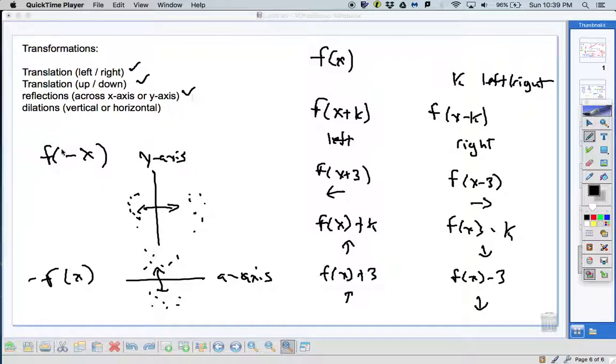Okay? And then the last one is dilations, and it's very similar to the reflections, except instead of a negative sign here, we replace it with our trusty k, our constant.